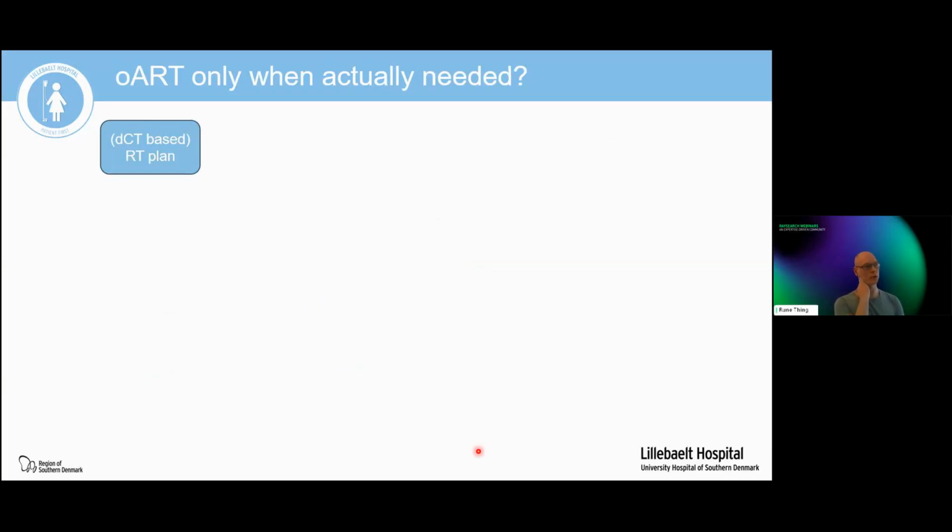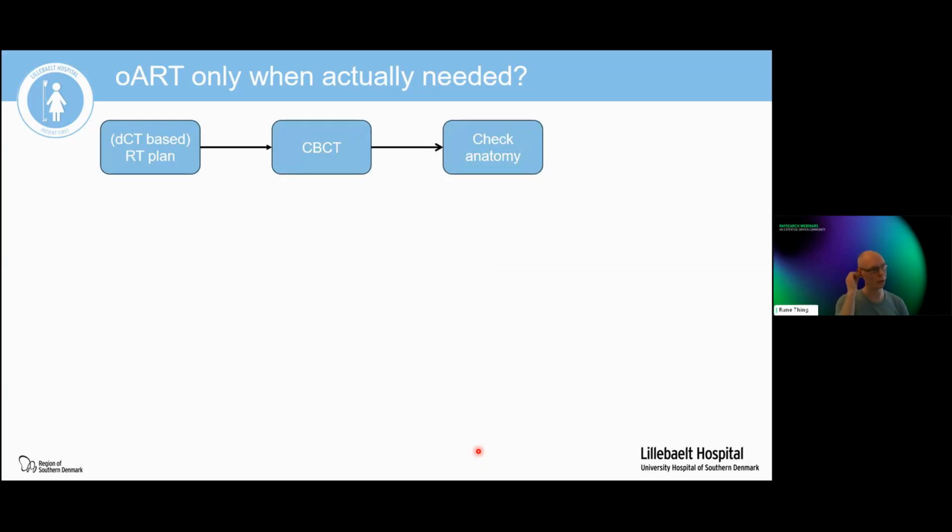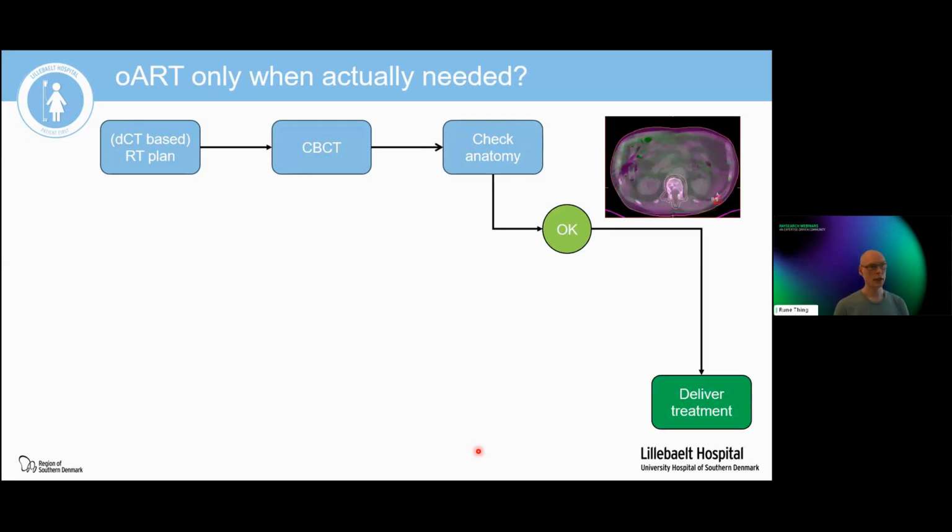So my vision for how we could do online adaptive in our clinic in the future, and this is not implemented yet, so this is just my idea of what the future might look like, is that we create a plan before treating the first fraction for the patient. And it could be based on a diagnostic CT, it could be based on our normal radiotherapy treatment or simulation CT. And we get the patient to treatment, acquire a cone beam CT, and check the anatomy using surrogates, as we always do. If the anatomy is fine, we deliver the treatment.